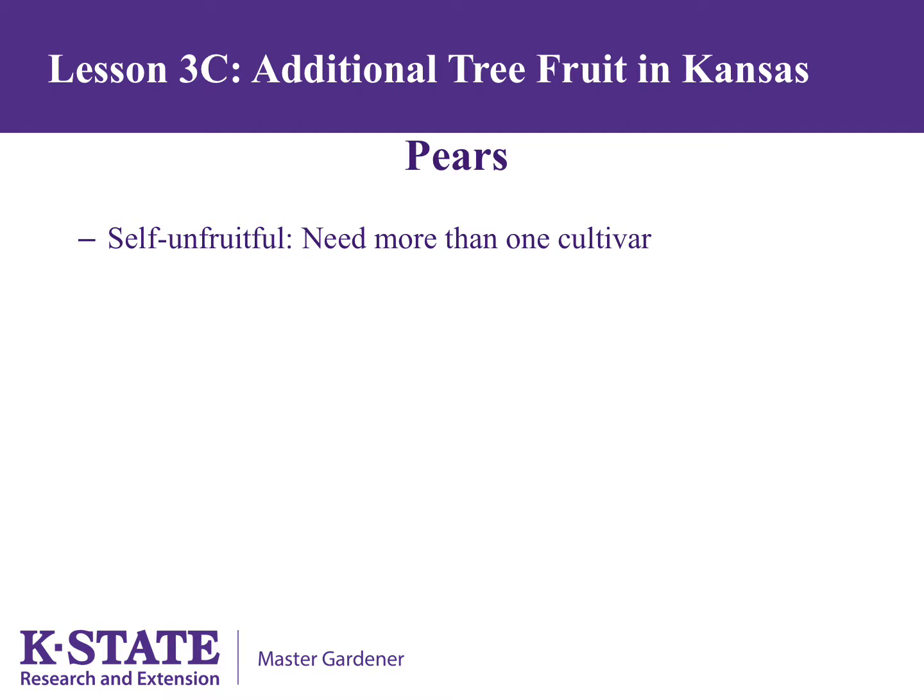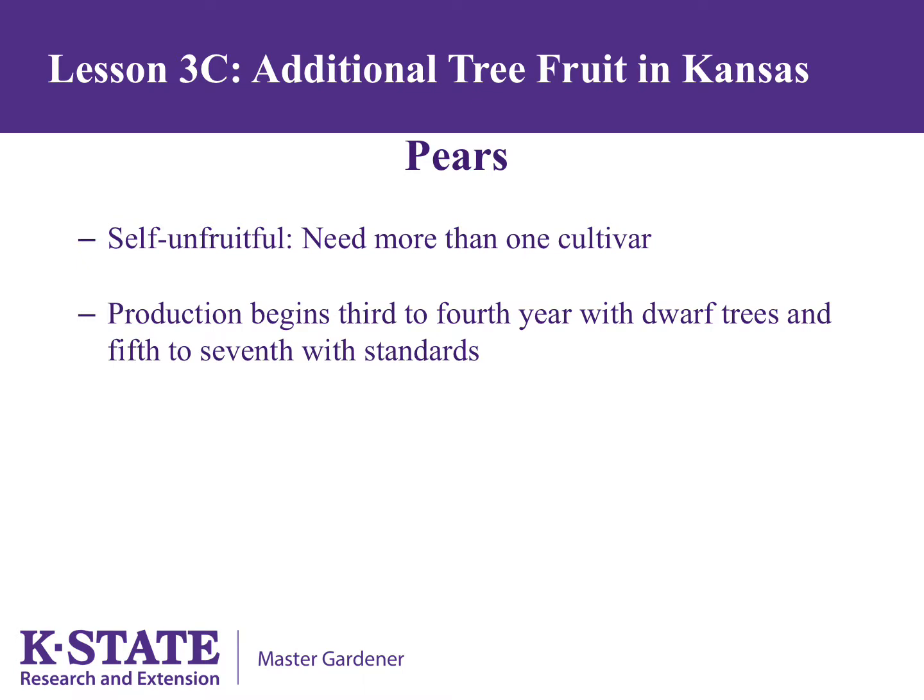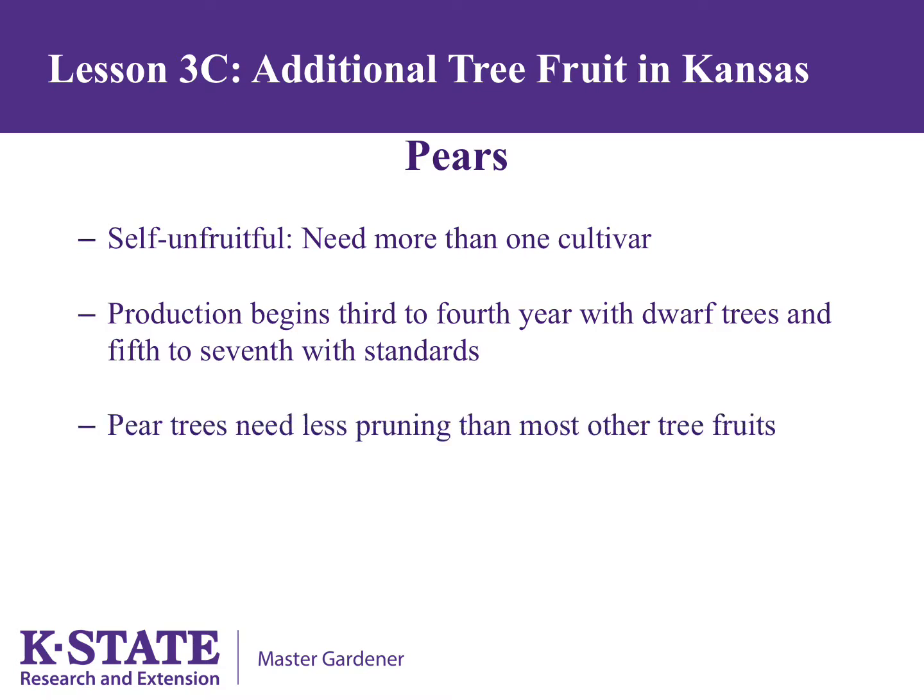There are exceptions, of course, such as Kiefer pear, which does not need a second cultivar to produce fruit. Pears take more years to bear fruit than most other fruit. Dwarf trees take 3 to 4 years and standard trees 5 to 7. Pear trees need less pruning than other tree fruits. This is one of the reasons that pears survive so well under neglect.